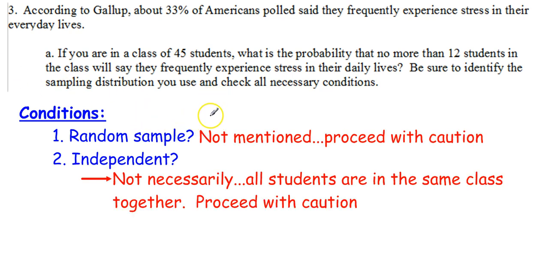Number two, is one student selected independent of another? Does the probability of one student saying they frequently experience stress affect the probability that the next student says they frequently experience stress? Not necessarily all students are in the same class together, and certain classes are tougher than other classes. So again we need to proceed with caution in this particular case. We don't know whether they're independent or not. So we'll check the last two. Obviously those two don't check out. We'll go ahead with the calculations and just note that these two things aren't necessarily satisfied.